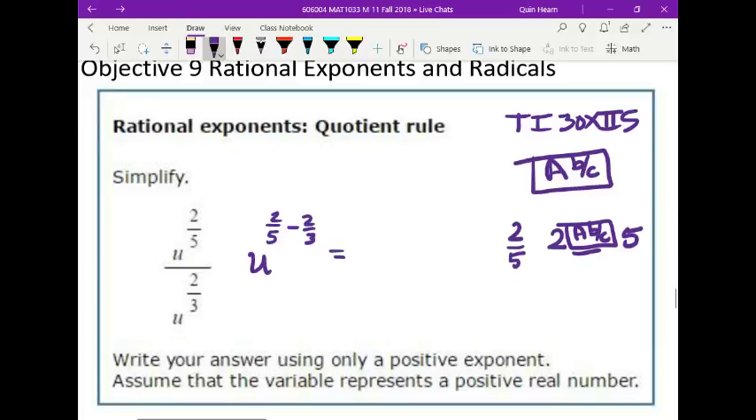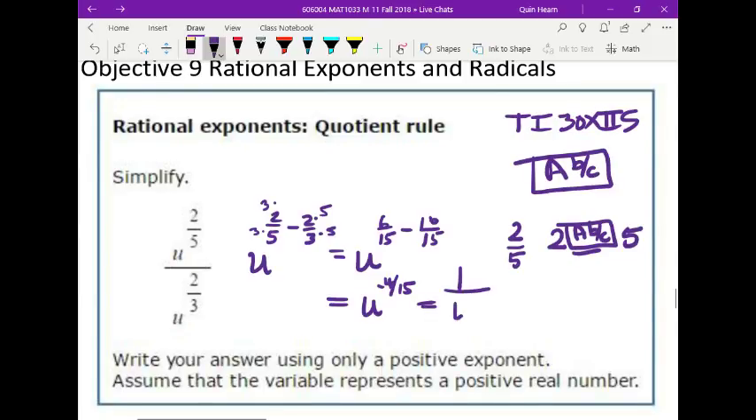So we're going to have to get a common denominator of 15. And so this is the same as u to the, let's see, we're doing times 3 here, so it's going to be 6/15, and times 5 here, so that's going to be minus 10/15. So that's going to give you u to the negative 4/15. But we don't leave negatives in our exponent, so it's going to be 1 over u to the 4/15.